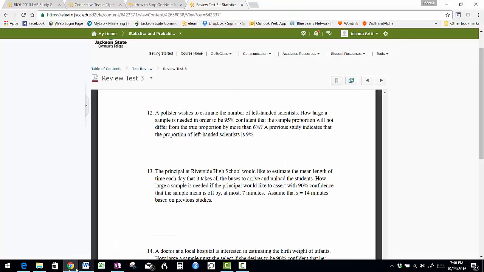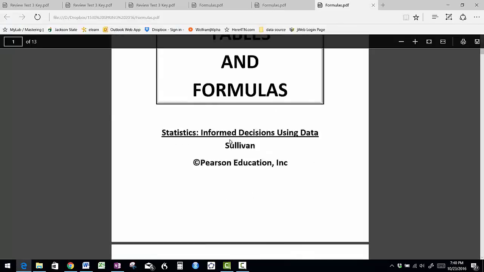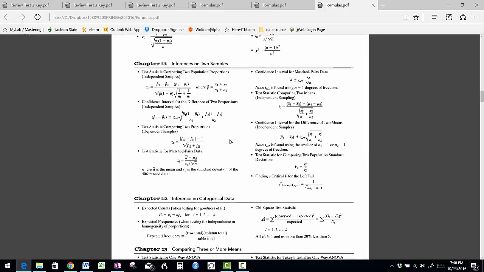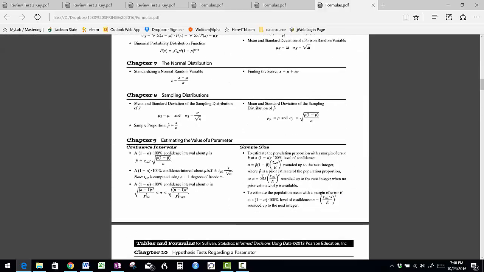So based on your formulas, I think they were over here. So you'll always round sample size questions. Here they are. Sample size, chapter 9, rounded up, and rounded up.